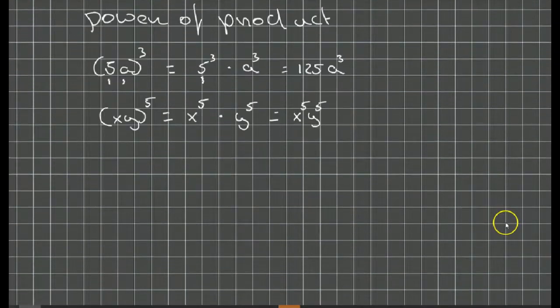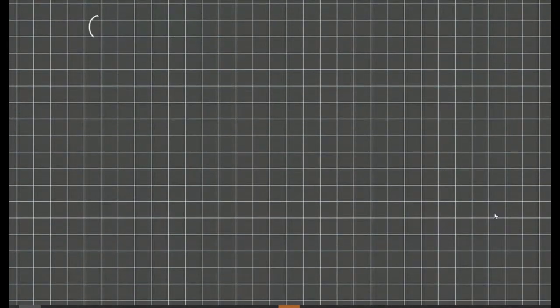Okay, let's just do one more. What if I have (minus 3p) to the power 4? Try and work this out. Now again, I have to take each factor and raise it to the power 4. However, because I have a negative number here that's in between brackets, I have to write it out between brackets as well. So each factor of the product raised to the power, in this case 4.